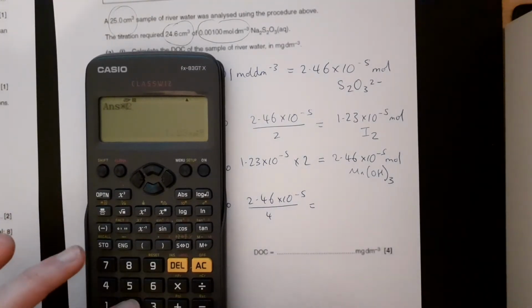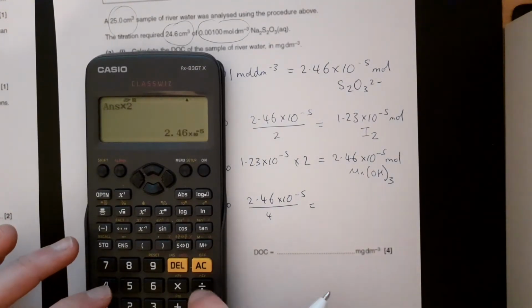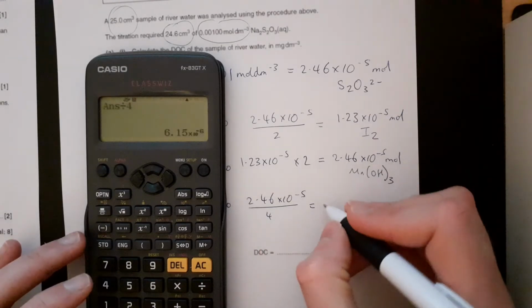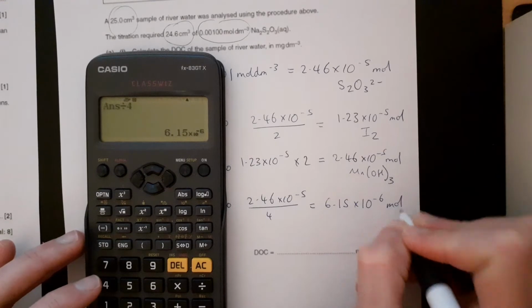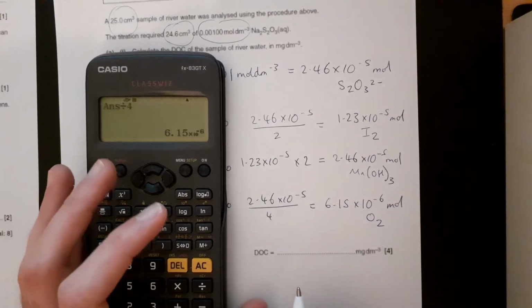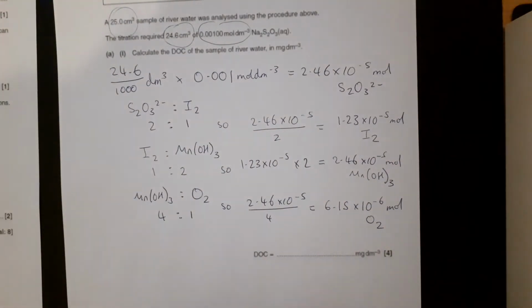So I had that, so I need to times that by 2 to get that, and then divide that by 4. So 6.15 times 10 to the minus 6 moles of oxygen. Okay. Right, so we've now got the number of moles.